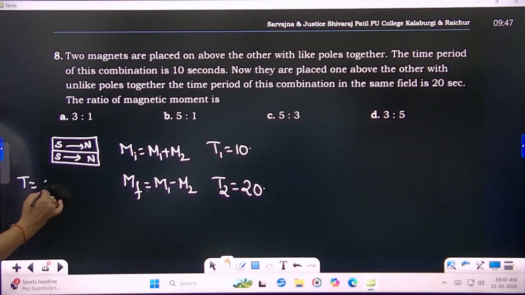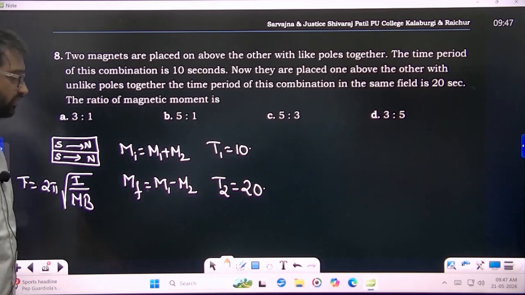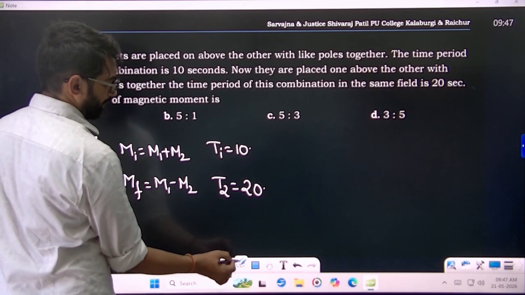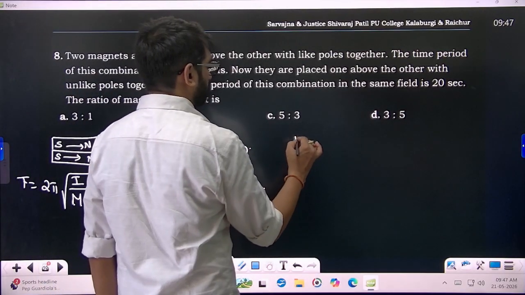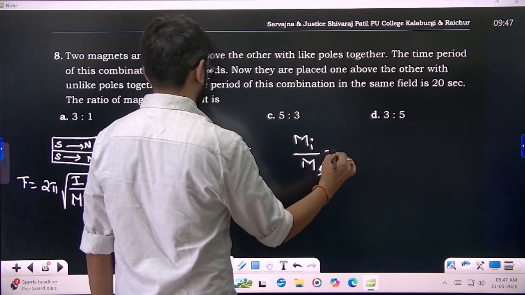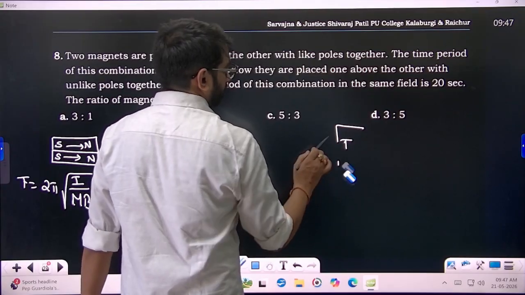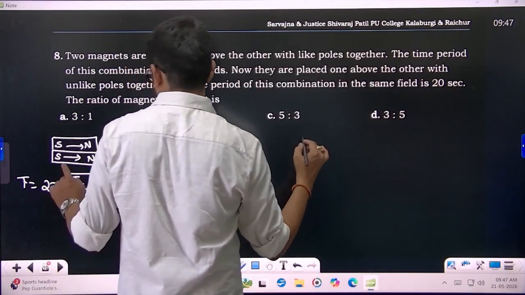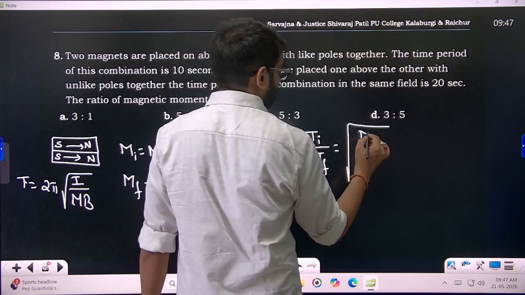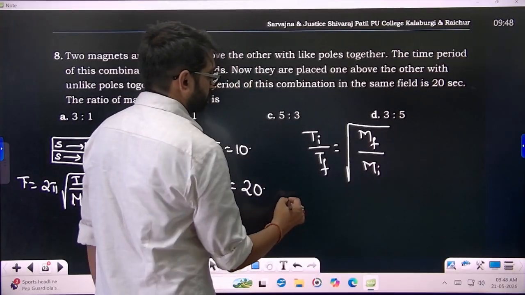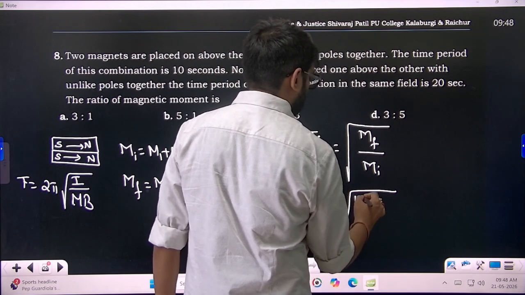So the time period formula is T equals 2 pi under root I by mB. So T and m are inversely proportional. So this is say initial and this is say final. So T initial by T final is equal to root over m final divided by m initial. So this implies 10 by 20 is equal to root over m1 minus m2 divided by m1 plus m2.